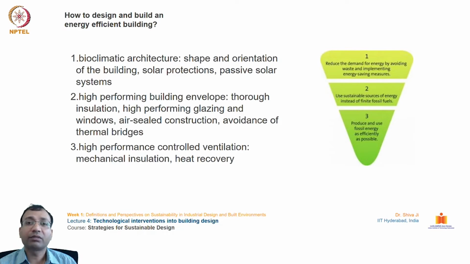So using the concept of bioclimatic architecture, the shape, orientation of the building, solar protections, passive solar systems can be installed in the building to take the maximum advantage of the solar direction, the solar availability of the sun, and the prevailing winds and all of these things, and even the topographical characteristics and topography.